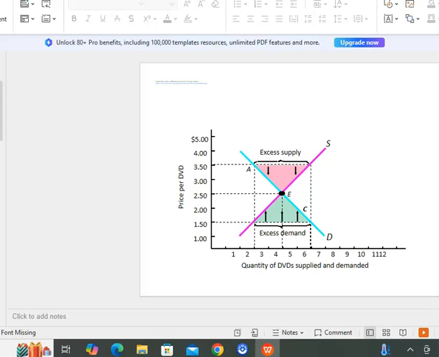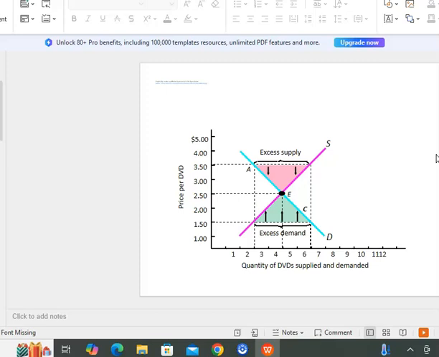So the price of DVDs, when it is above the equilibrium price of 2.5, when it increases up to 3.5, you can realize that suppliers are willing and able to supply more quantities of DVDs. But remember from the law of demand that the higher the price, the lower the quantity demanded. When the price is high, consumers will buy less of a commodity, and when the price is low, consumers will buy more of the commodity. That's what I was trying to say.